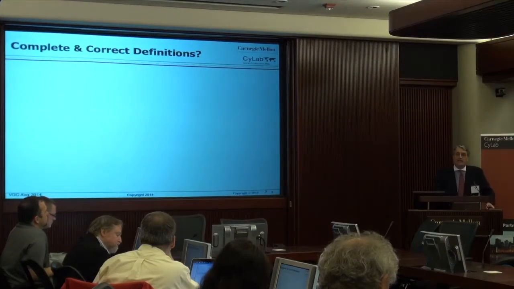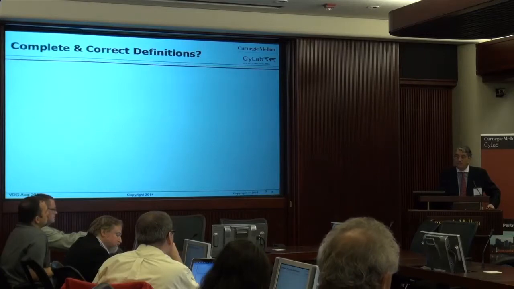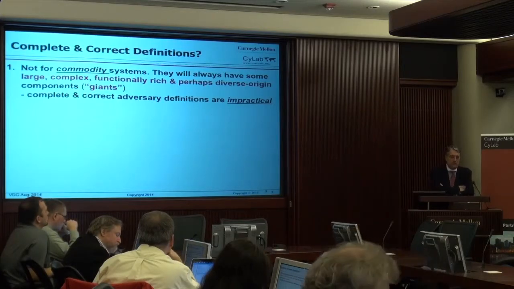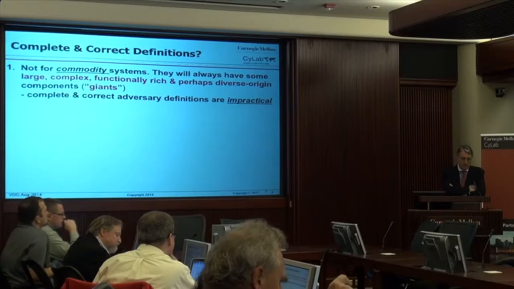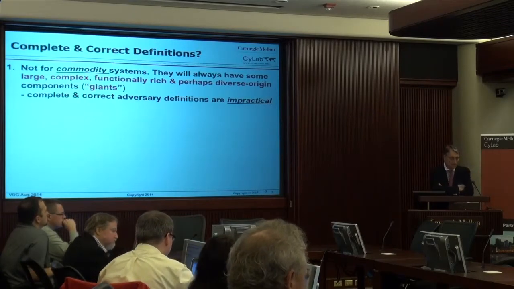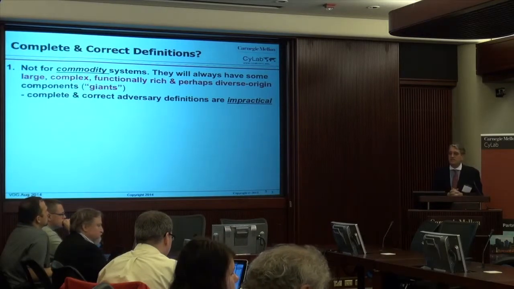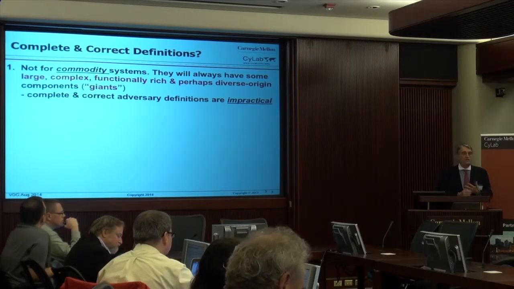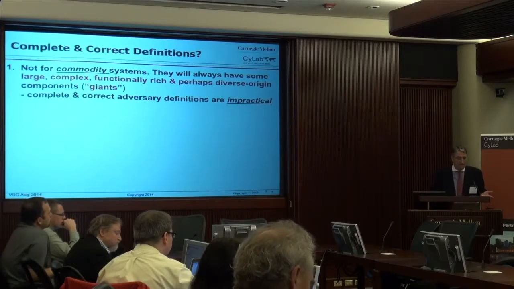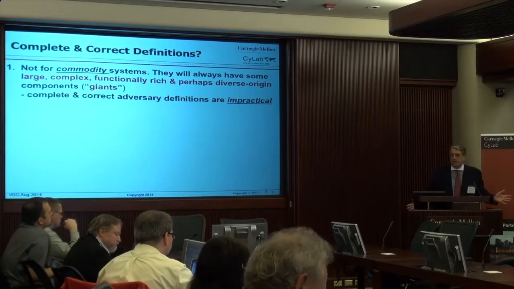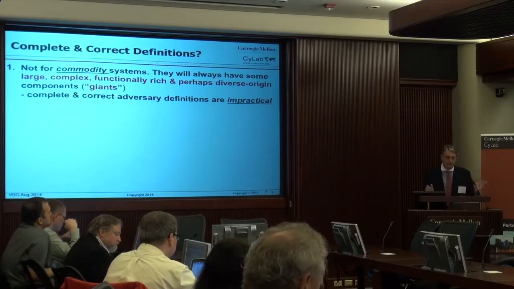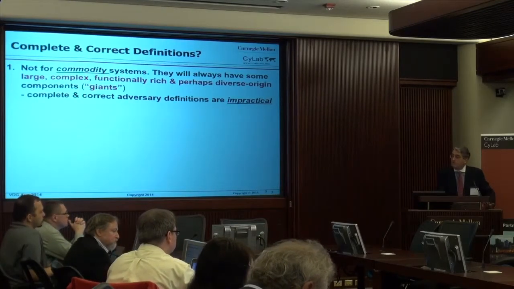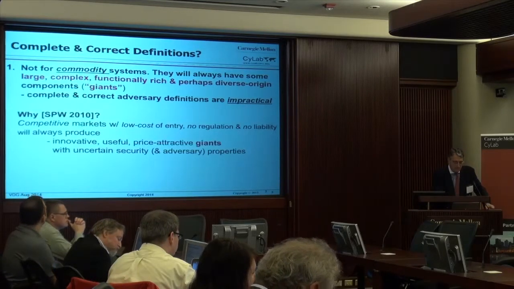So the first question is, can we actually have correct and complete definitions of the adversary? And the answer is no. Certainly not for commodity systems, because such systems will always be very large, or will have large, complex, and functionally rich, perhaps diverse origin components. These things tend to be our giants. These are systems and applications of tens of millions of lines of code. And of course, they are all buggy. And this will be forever. It's not going to change during our lifetimes. And there is a variety of reasons for that. Nevertheless, complete and correct definitions are impractical for such giants.